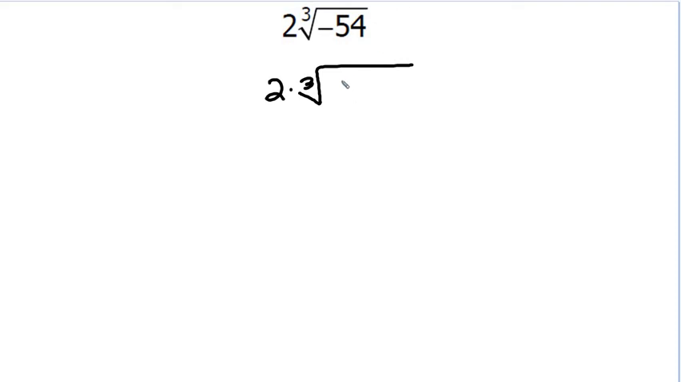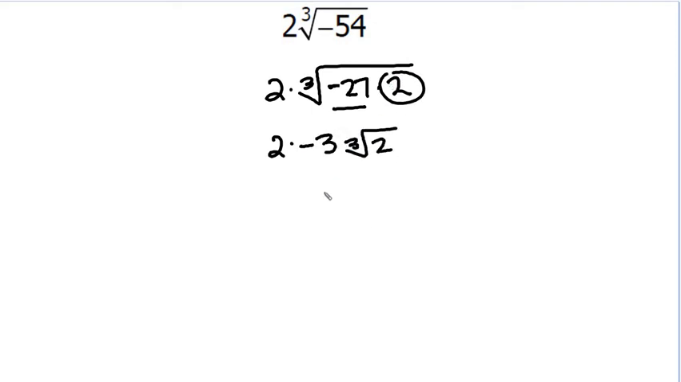So remember that negative has to be attached to what's coming out. So I have negative 27 times 2. So I have 2 times the cube root of 27 is negative 3. Cube root of 2. So we're going to multiply. We get negative 6 cube root of 2.